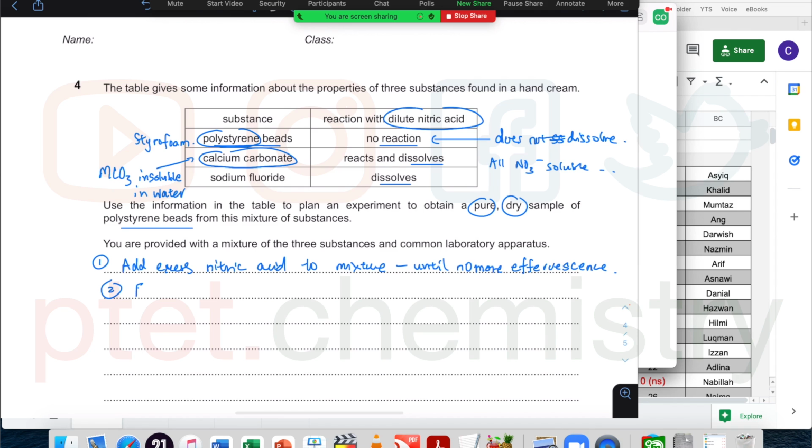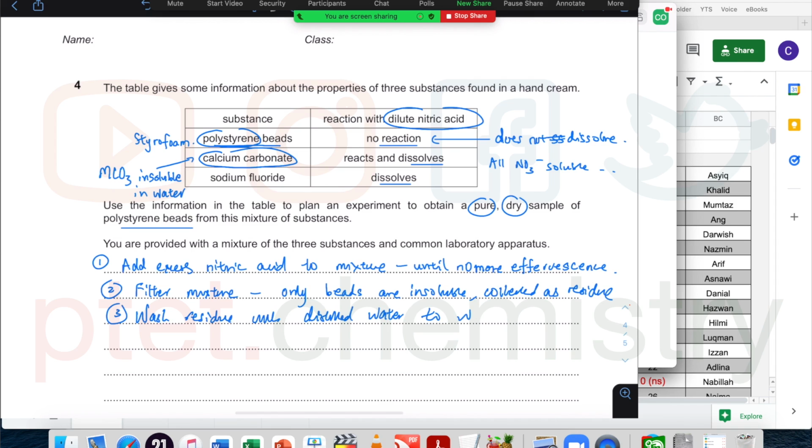So then you can filter the mixture. Only the polystyrene beads are insoluble, and they will be collected as residue. Just like the previous question, you have to wash the residue with distilled water because you used excess acid, to wash off the excess nitric acid. And because this is not carbon, I can dry the beads in between filter paper. We want it pure, so we wash off the excess acid. We want it dry, so we need to dry it.